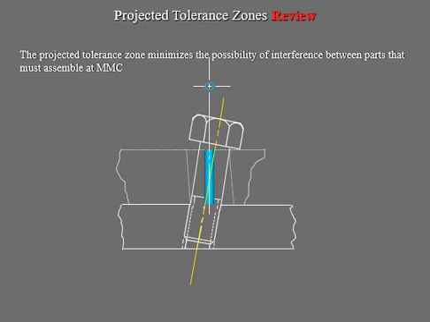Okay, so we have two parts that have to be assembled together. And of course, we will always consider the projected tolerance zone to define it and apply it. In that way, we can reduce the interference between these parts. So it's very good for manufacturing. This type of practice is one of the best practices.